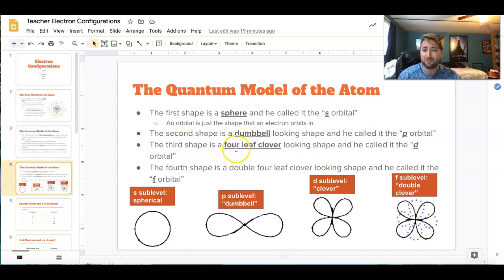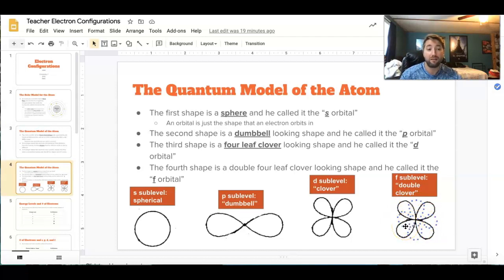The third shape is going to be this 4-leaf clover shape, and it's down here, and it's called the d orbital. Again, why d? No idea. And then finally, the F sublevel is going to be this double 4-leaf clover. So it's going to be one 4-leaf clover here, and then there's going to be another one on top of it that's kind of superimposed onto it.